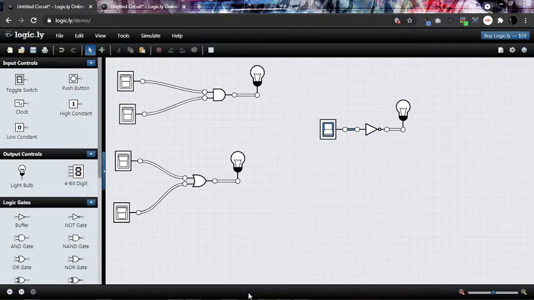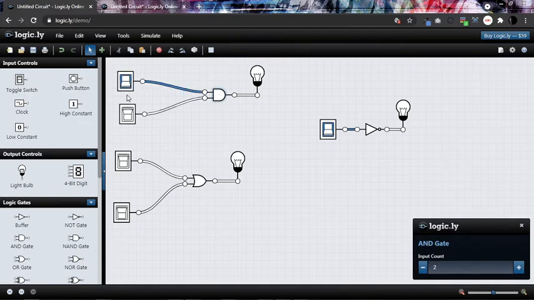Let us see how AND gate works. This is a circuit of AND gate. If both the inputs are 0, output is also 0 or low. If any one input is 1, output is still 0. If both the inputs are 1, output is 1. This means AND gate performs multiplication function.